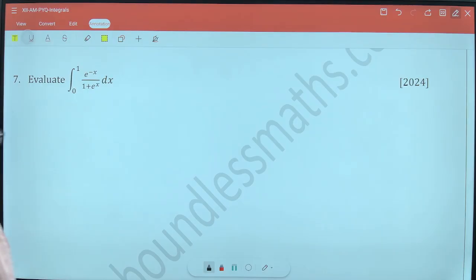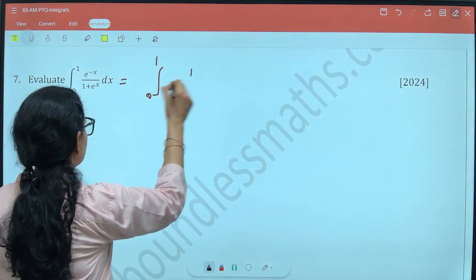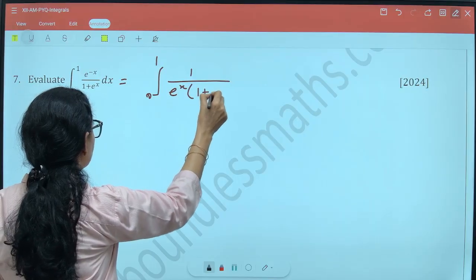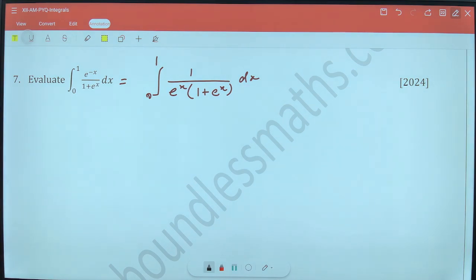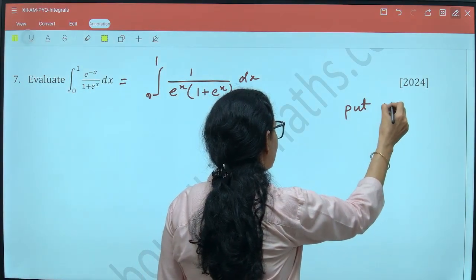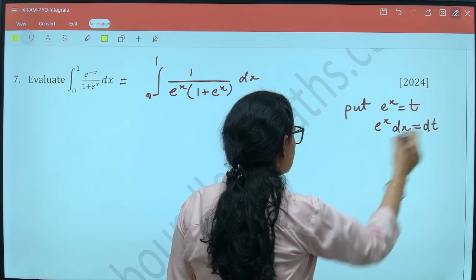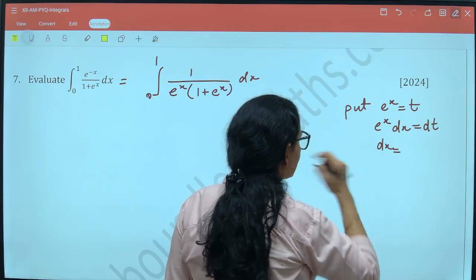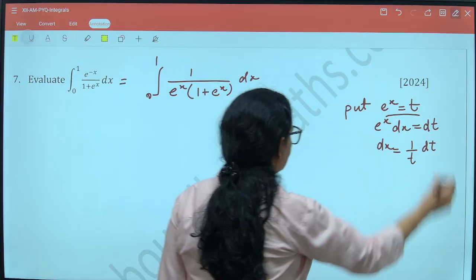Next question, integral of e raised to power minus x upon 1 plus e raised to power x dx. Now here again it is e raised to power minus x, not e raised to power x. So let's first make it positive and then try to understand how can we do this. Now if you look at this, it is not fitting into any of the patterns, and we can try to substitute e raised to power x as t. So e raised to power x dx will be dt, and dx will be, if you bring e raised to power x to the other side, which can be written as t, so it is 1 by t into dt.